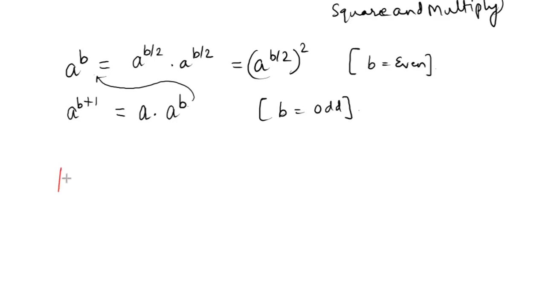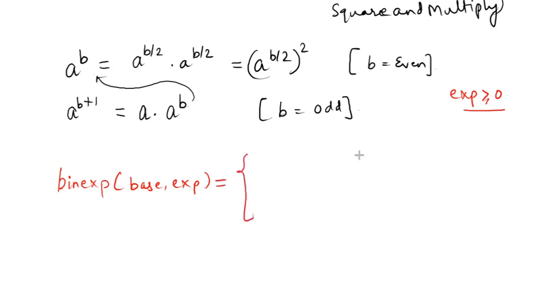Let us try to generalize this approach by writing the recursive function. Let's say the recursive function is binary exponentiation of base raised to exponent, and this is only possible if the exponent is greater than or equal to 0. For negative numbers, this approach is not applicable. If the exponent is 0, the answer will be 1.